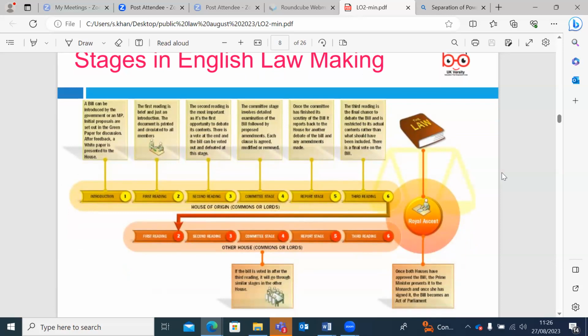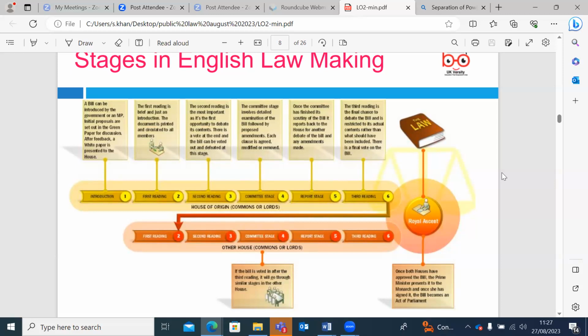Then we have the first reading, which is brief and just an introduction. The document is printed and circulated to all members, and that is the first reading. Then we have the second reading. This reading is the most important, as it's the first opportunity to debate the contents. There's a vote at the end and the bill can be voted out and defeated at this stage. So this is the second stage.